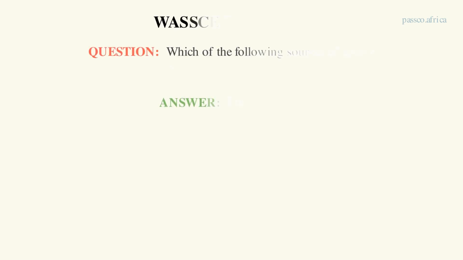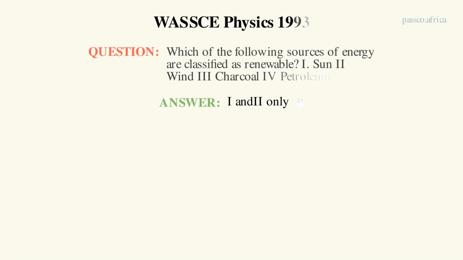Welcome to Passco Africa. Here is the question. Which of the following sources of energy are classified as renewable? 1. Sun. 2. Wind. 3. Charcoal. 4. Petroleum. Now, try it yourself.